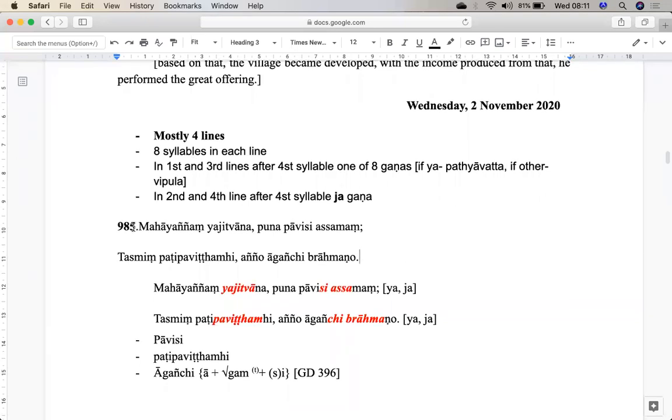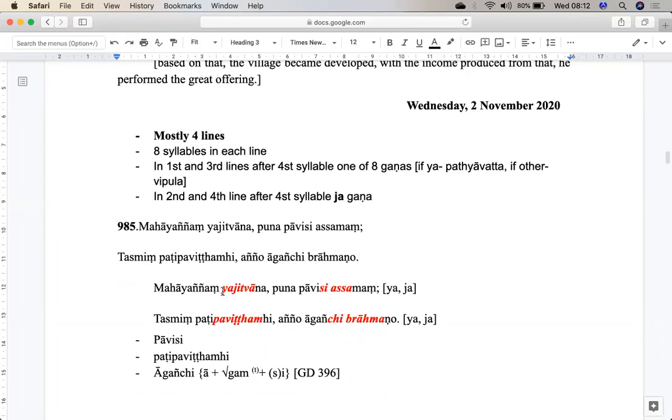So here in this stanza, if we check and count, the comma is the sign for a line. In the first line, there is Mahāyaññaṃ, four syllables. After that, yajeti dvāna, four syllables. So altogether there are eight syllables in the first line.